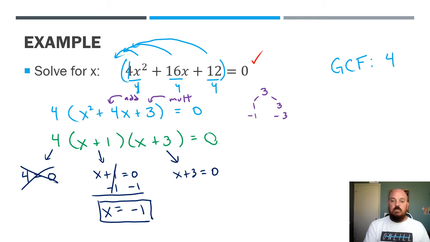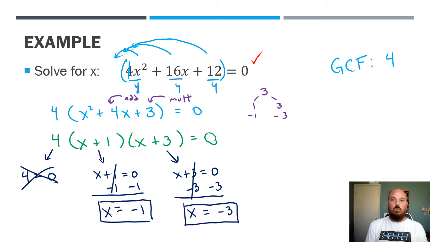Let's try the second one. I have an x plus 3. I want to cancel the plus 3. I'll use a minus 3. Plus 3 and minus 3 are gone. X drops down. 0 minus 3 is negative 3. So those are your two answers there. X equals negative 1 and x equals negative 3.